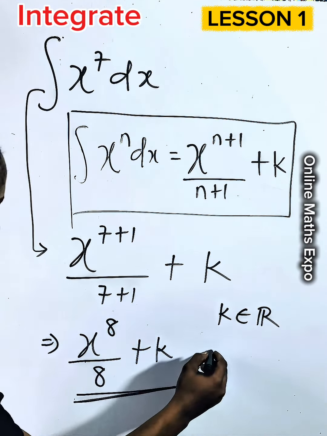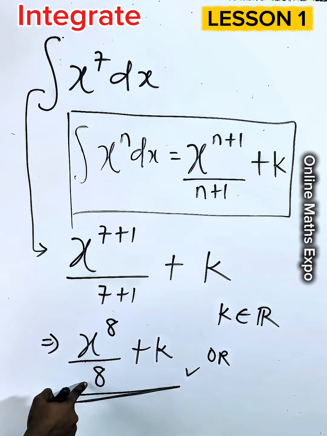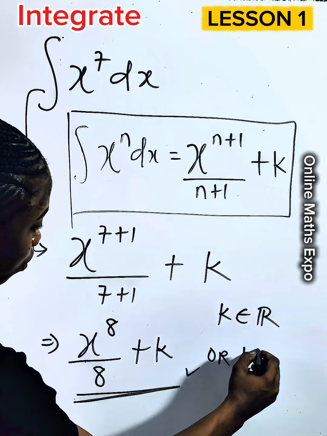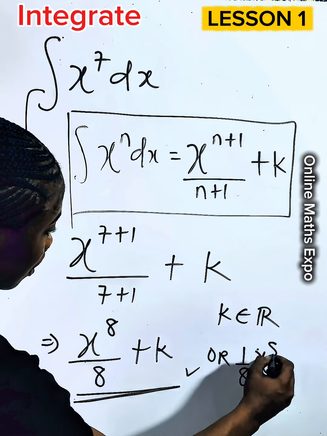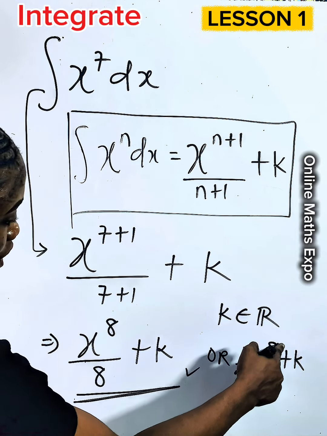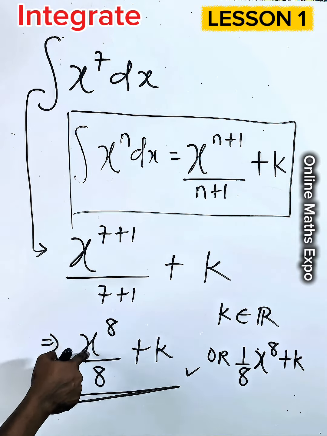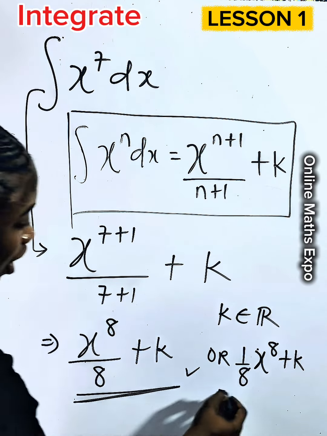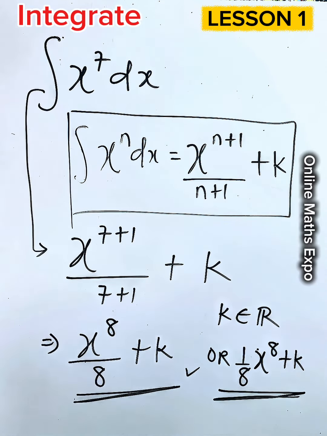Remember, you can also rewrite this as 1/8 x to the 8th power plus k. When you multiply 1/8 by x to the 8th power, it gives you back x to the 8th power divided by 8. So either of these is the same.